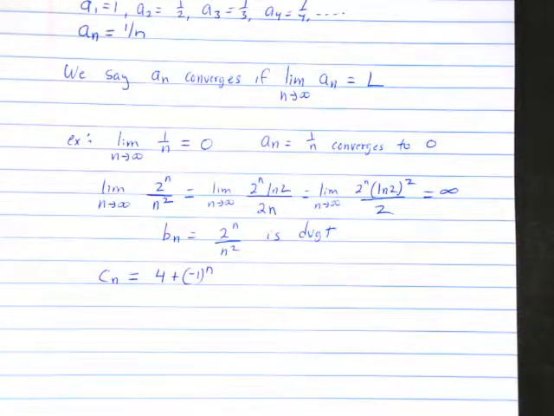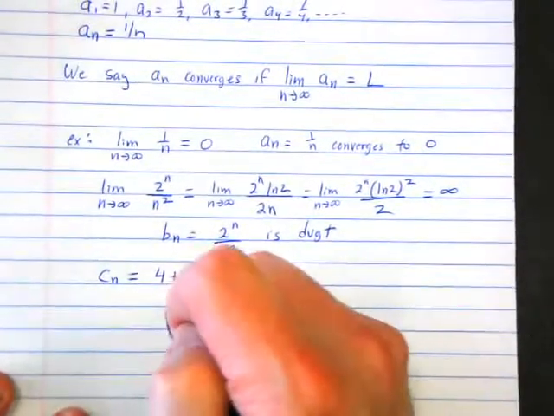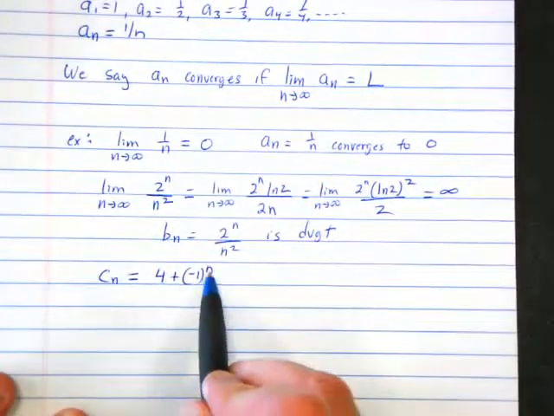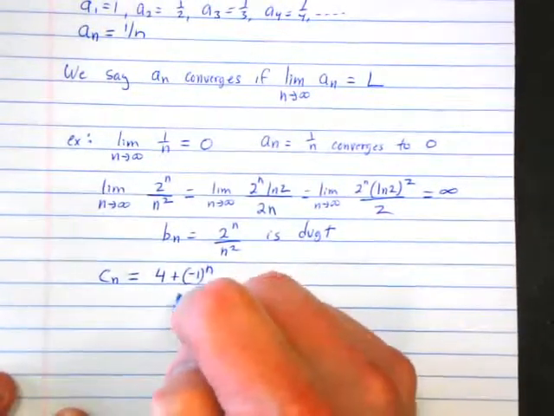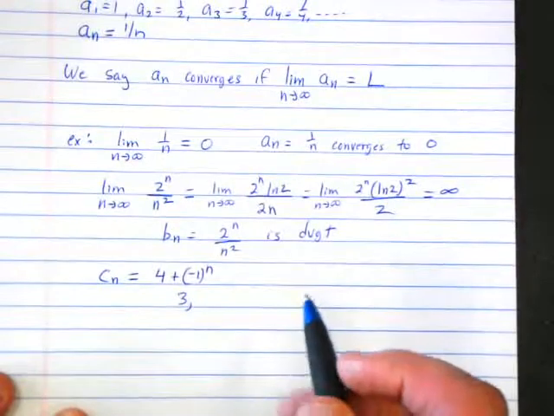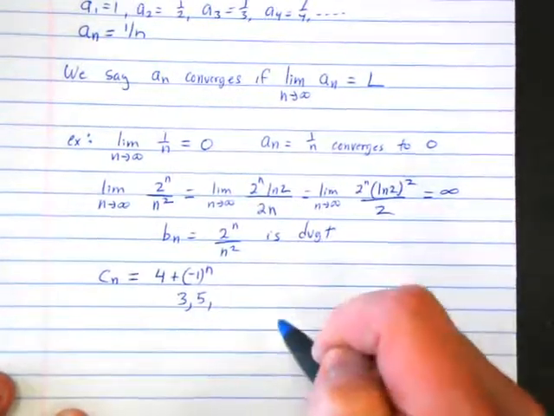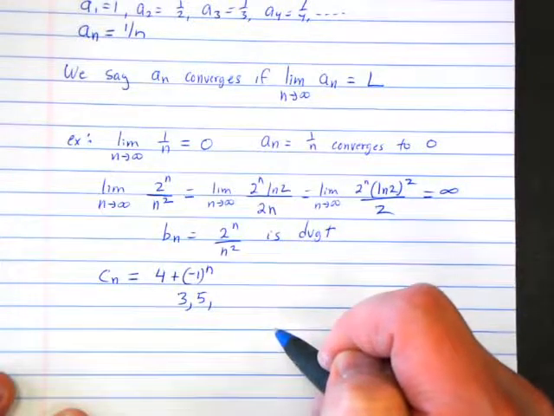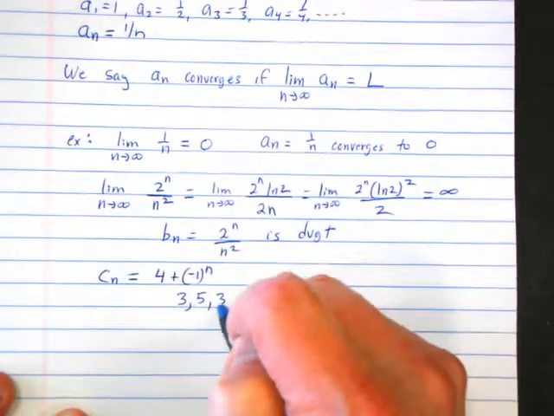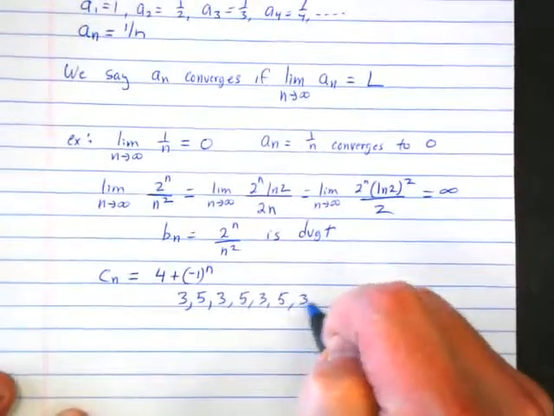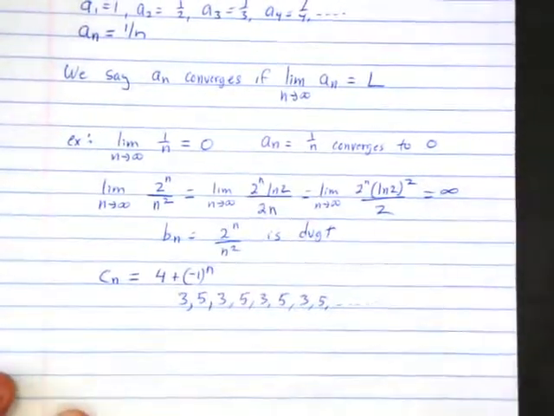If I were to write this sequence out: if n is 1, I get 4 minus 1, that's 3. If n is 2, I get 4 plus 1, which is 5. If n is 3, I get 3. And then the next one is 5, 3, 5, 3, 5, dot, dot, dot, goes forever.